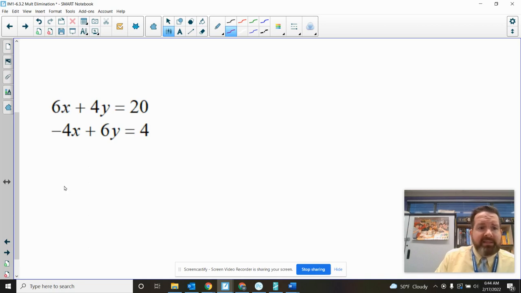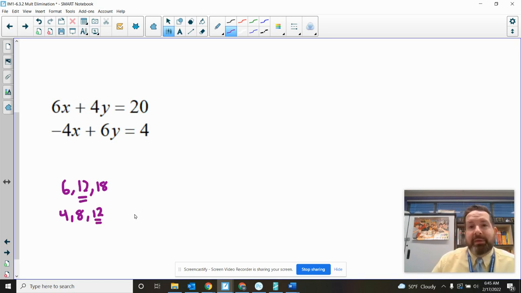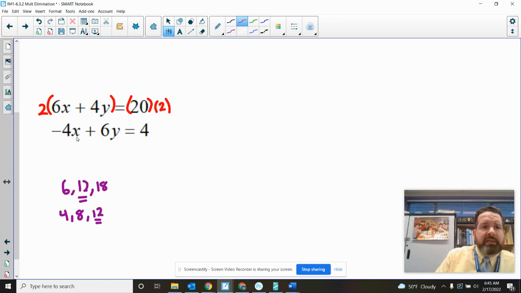So I'm going to eliminate my x's, looking at multiples of 6: 6, 12, 18, etc. Multiples of 4: 4, 8, 12, and there we go. That's my least common multiple. So to make that happen, I'm going to multiply my top equation by 2. That's because 6 times 2 is what gives you 12. And the bottom equation, I'm going to multiply by 3, since the 12 is the third number in the list.